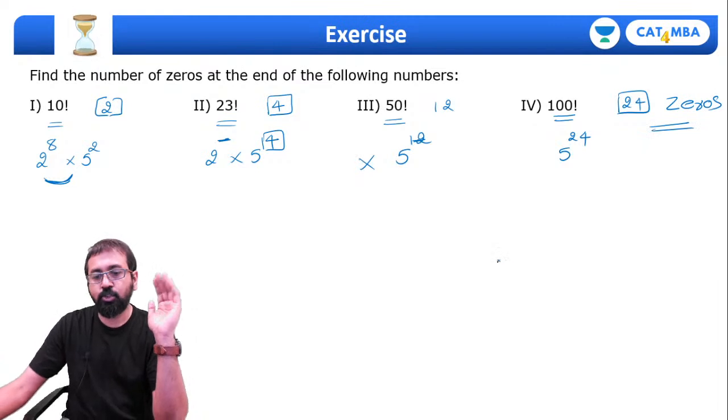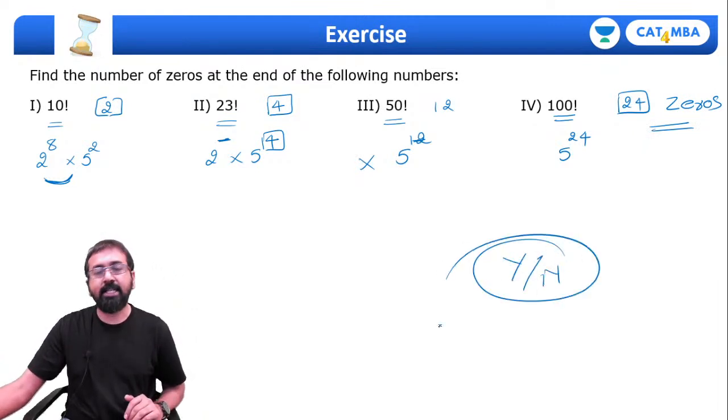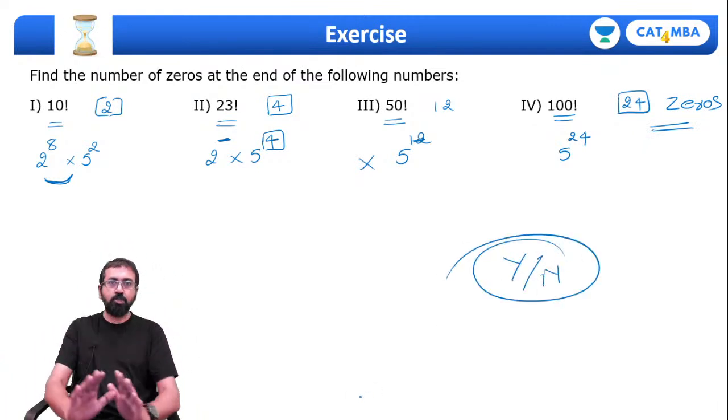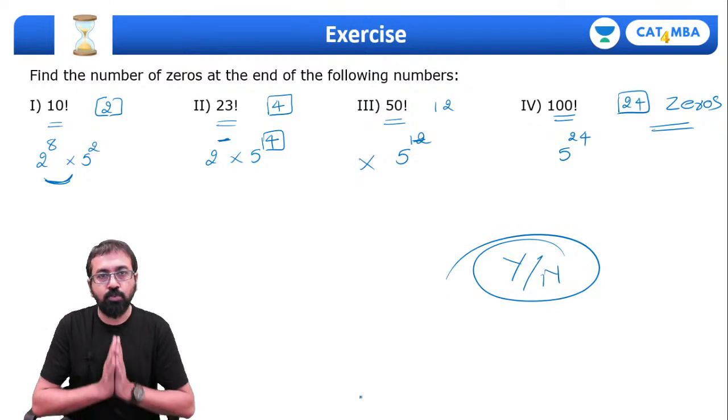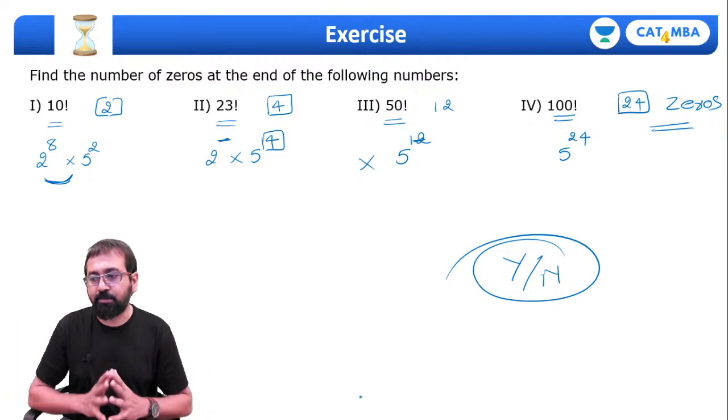Yes, have you all understood? Yes or no? Quickly type in the chat box. If you are clear up to this point, type in the chat box, because we are done with the factorial concept.